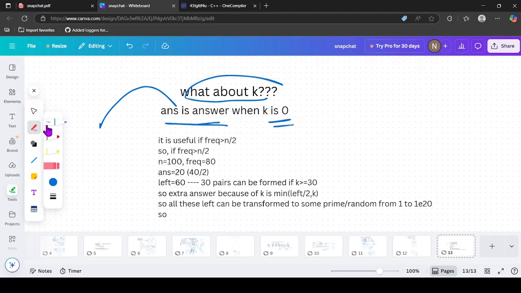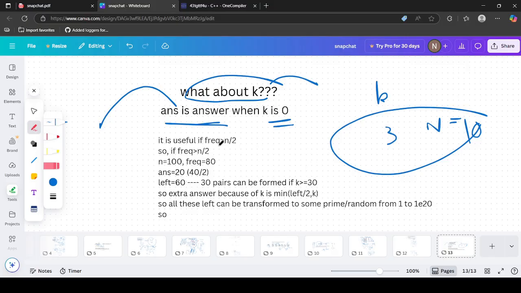So we discussed when k can be useful. For example, if the maximum frequency is 3 for n equal to 10, it means that we can pair all the pairs even without k. So k will be used only if the frequency is greater than n by 2, so that there will be some numbers left and then we can try to utilize those. So firstly, k is required only if frequency is greater than n by 2. If it is not, we can simply return n by 2, which is the maximum answer ever possible.